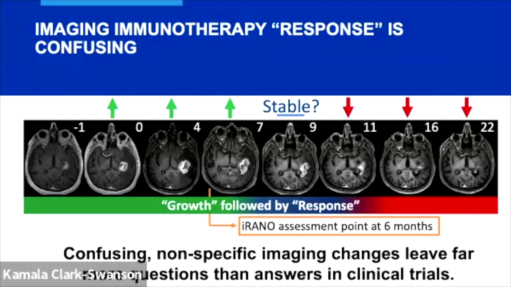It's very unclear, right? So imaging is confusing, it's non-specific, and generally it just leaves more questions than answers. So is there something that we can do to make this a little bit better? And what will that take? That's what I'm going to be talking about, one of our efforts.